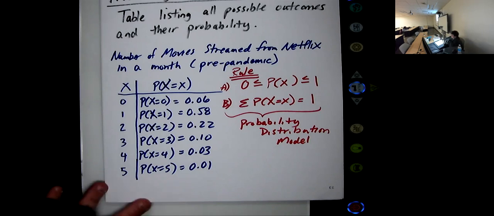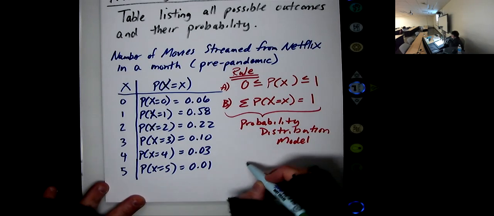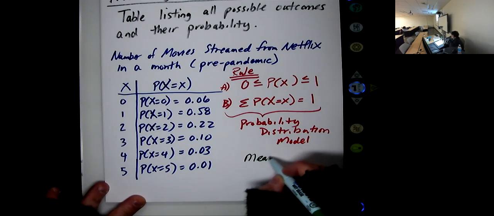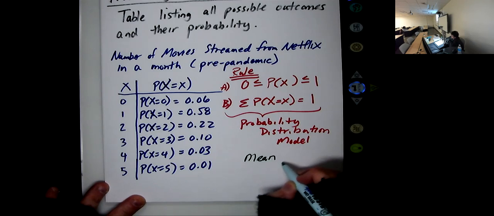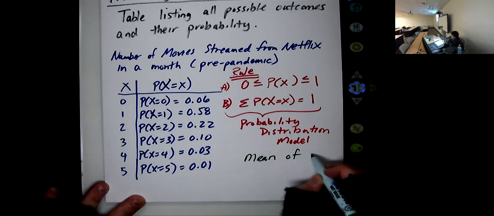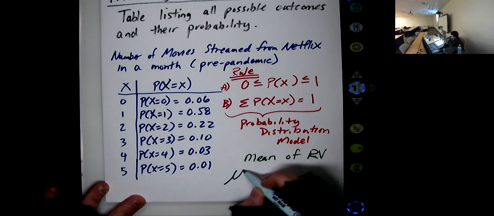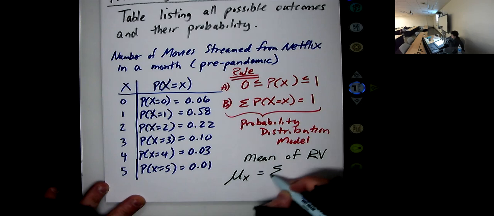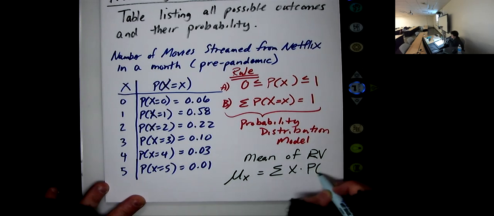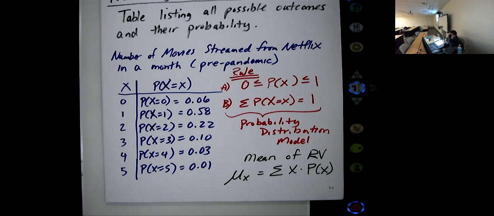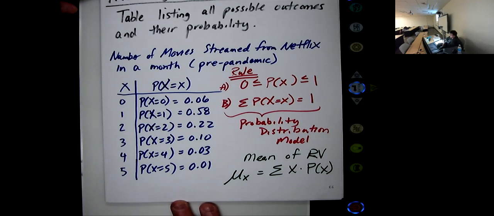So for all of these things, we like to find the mean. The mean of the random variable X is going to be the sum of X times P of X. We can calculate this by hand, and then we'll do it in StatCrunch.